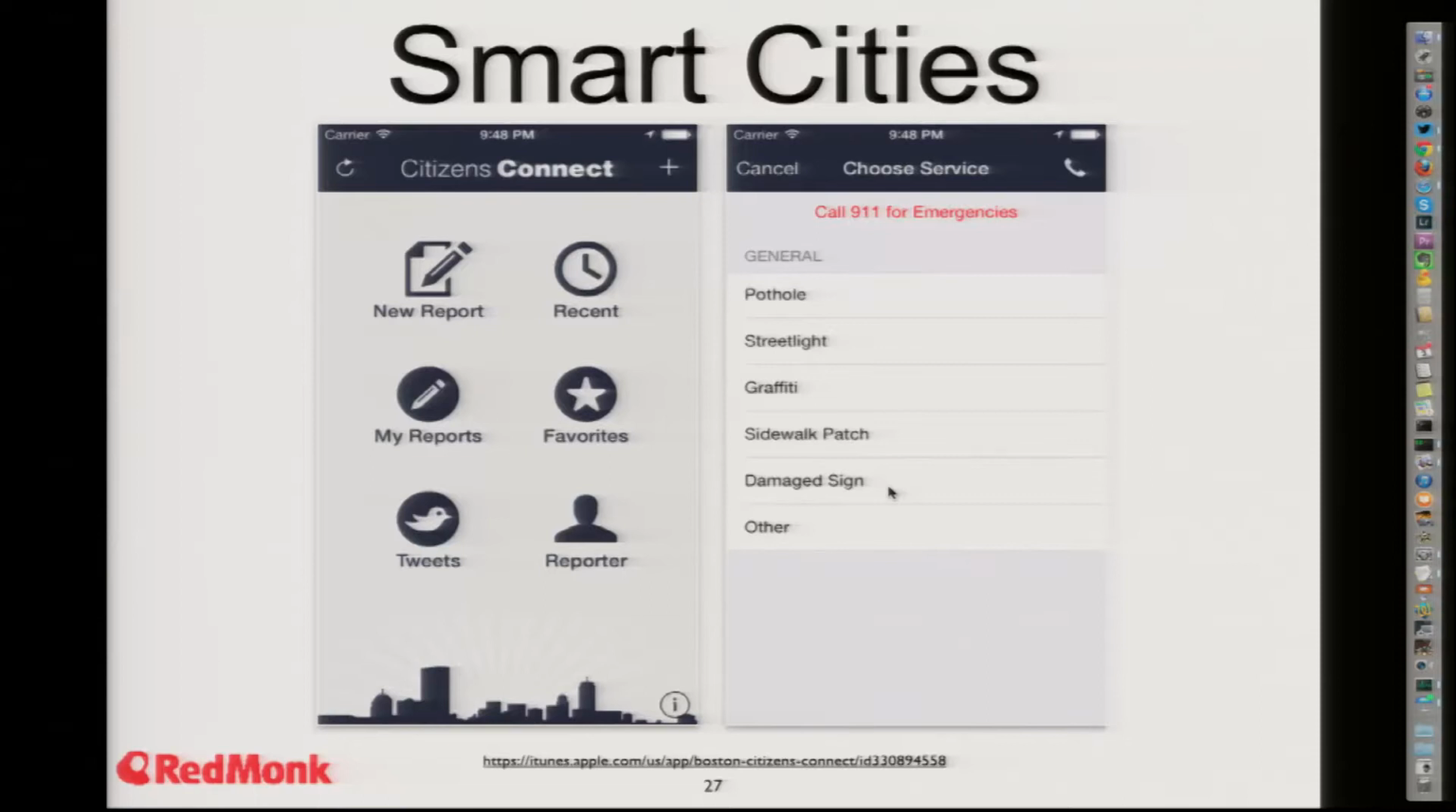Smart cities, we heard people talking about smart cities this morning. This is the city of Boston, and they've got their Citizens Connect application, and that allows people with a smartphone, and it's agnostic, it can be Android, iOS, I'm not sure if they do BlackBerry, but Android and iOS are covered anyway, to report potholes, streetlights, graffiti, sidewalk patches, whatever those are, and damaged signs and others.